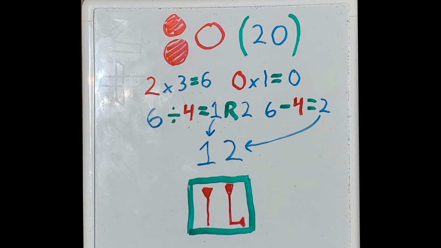The multipliers are 1 and 3. 2 times 3 is 6, 0 times 1 is 0. Add them up and you get 6. There is one complete 4 in 6, so the leftmost digit is 1. 6 minus 4 is 2, and that goes in the 1's place. That gives us 12 base 4. Converting that to symbols, we get triangle with a line and an L shape.